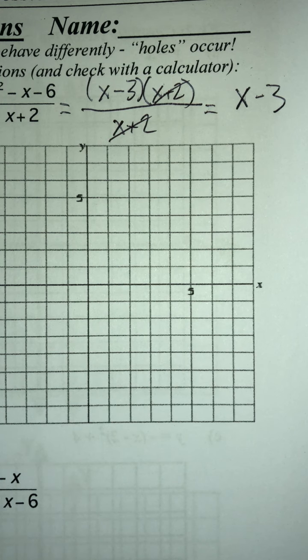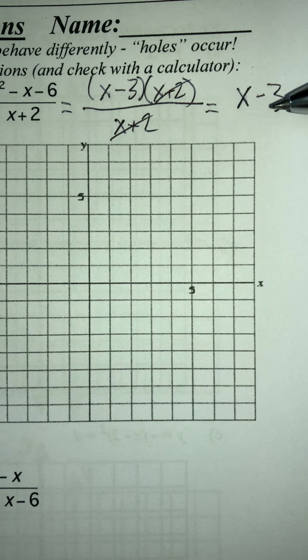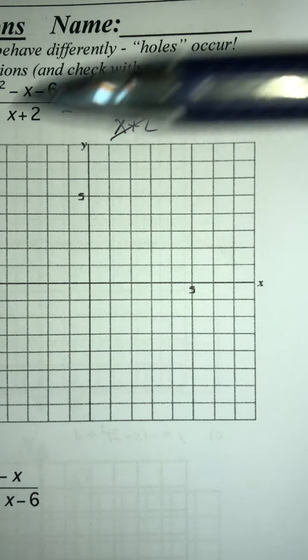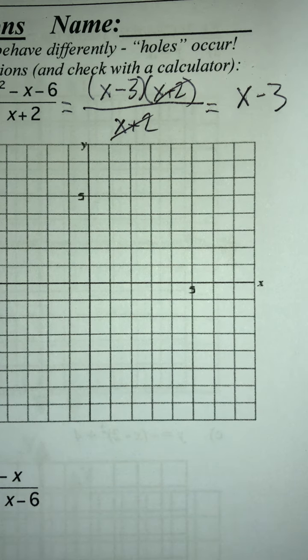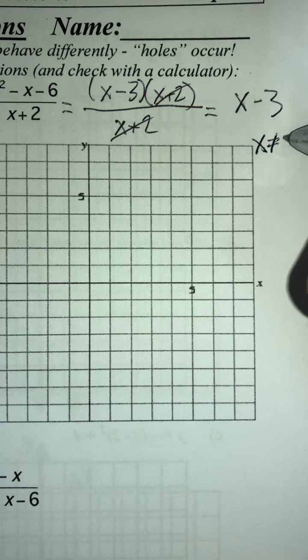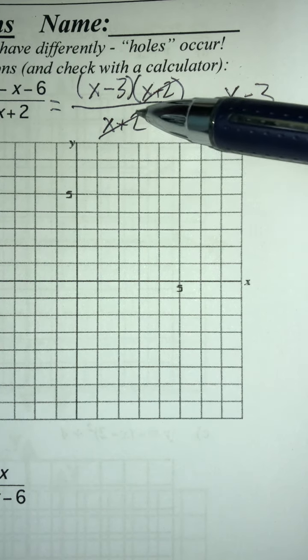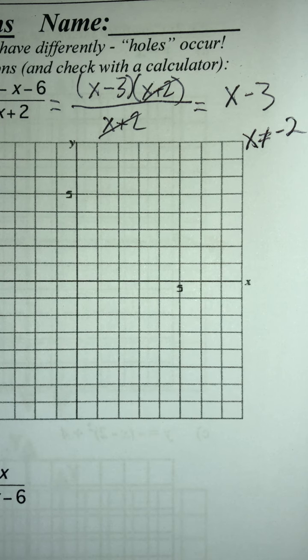So this one's easier. I don't have a reciprocal to deal with, I just have x minus 3. So I can plot this one out just like I did in the other one. But before I plot this, let's look at restrictions. So I have that x cannot equal -2. Again, that just comes from making sure the denominator can't equal 0.